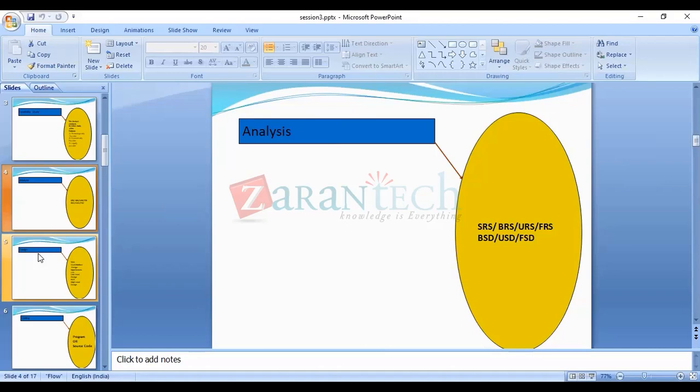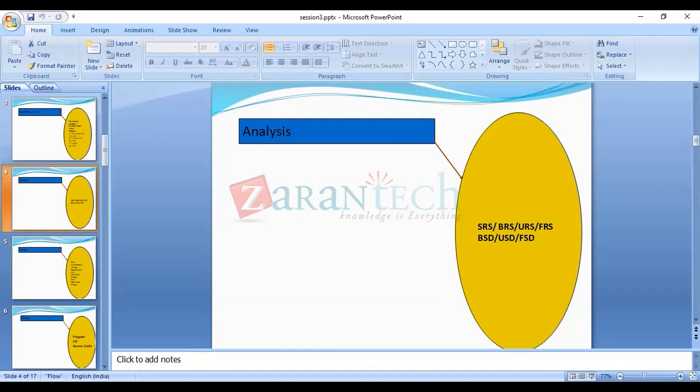What exactly will the civil engineer do? He will prepare a plan, your house plan. And do you require a contractor to construct your building? Yes, required.